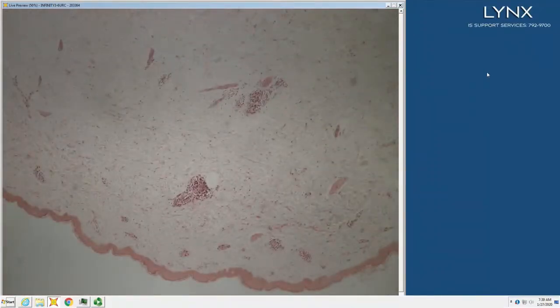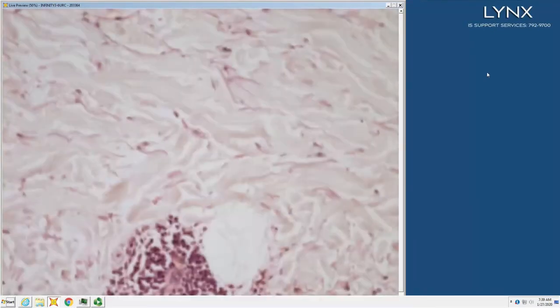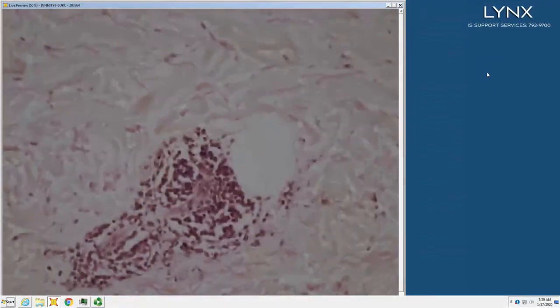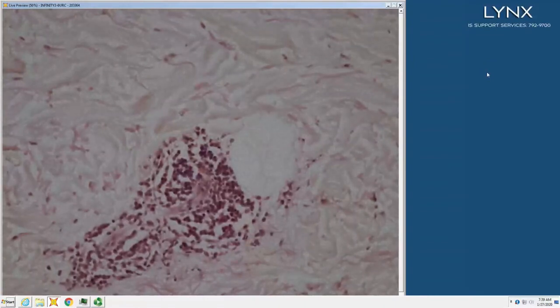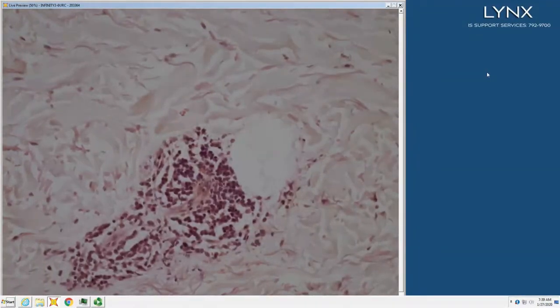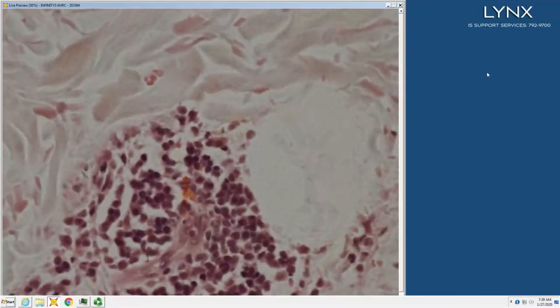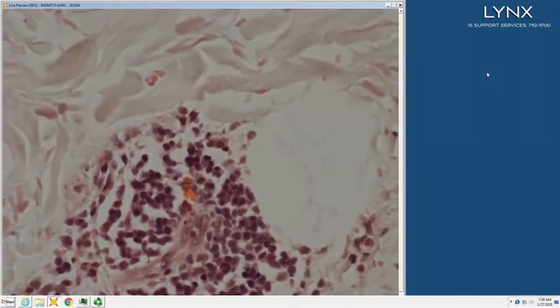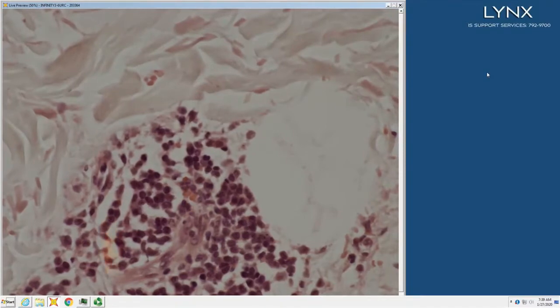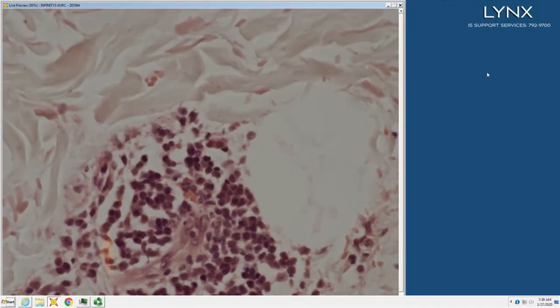Your first inclination might be just write this off. Perivascular lymphoid infiltrate, kind of non-specific. If you look at the cells, though, see how they're kind of angulated? They're odd shapes, and they have a little rim of cytoplasm. Some of them are cleaved. That's not a normal peripheral lymphocyte.